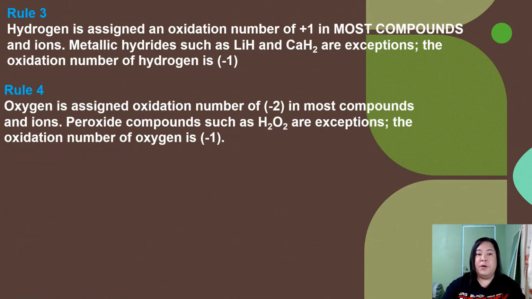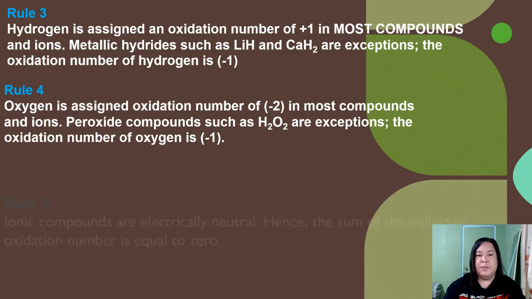Okay, rule number 4, oxygen is assigned oxidation number of negative 2 in most compounds. So madaling tandaan, lagi nyo lang iisipin basta pag oxygen, lagi yung negative 2, except in peroxide compounds such as hydrogen peroxide, which are the exemption. The oxidation number of oxygen is negative 1. Basta merong polyatomic ion na peroxide, so the oxidation number here of oxygen is negative 1.